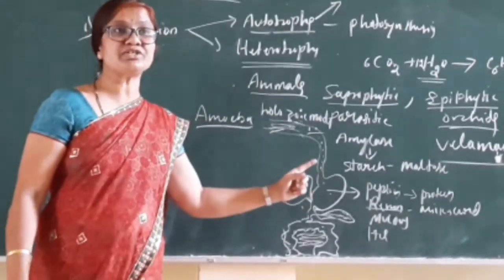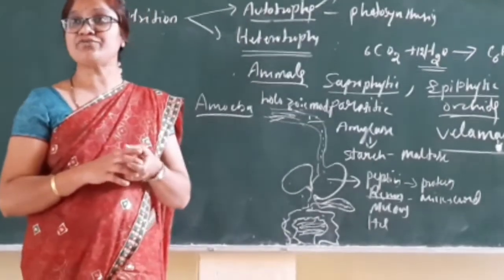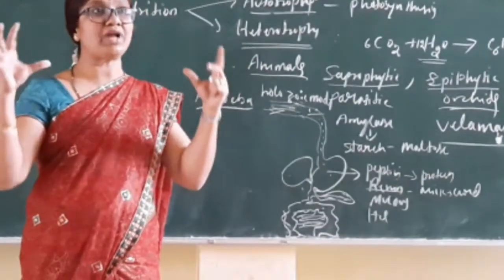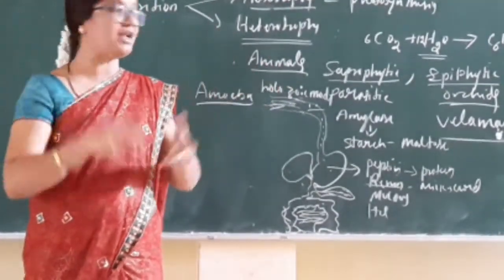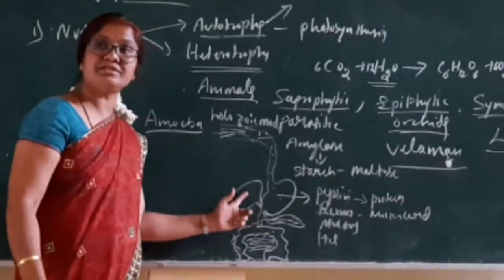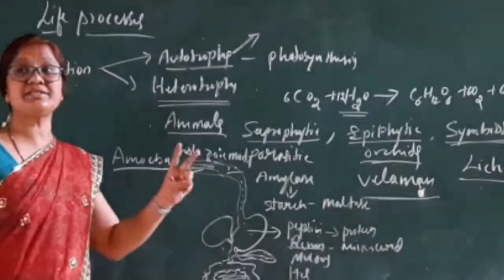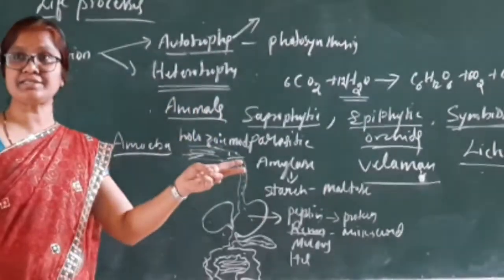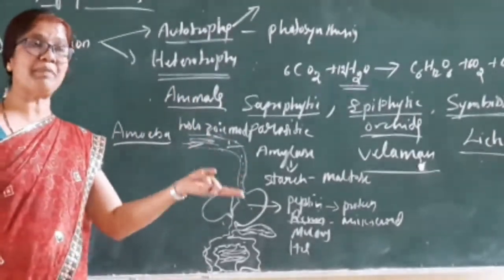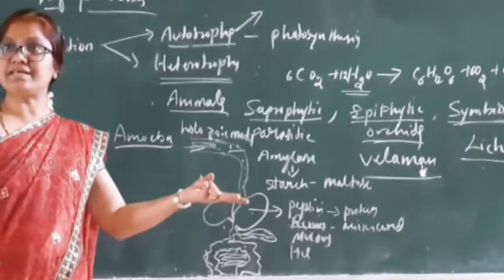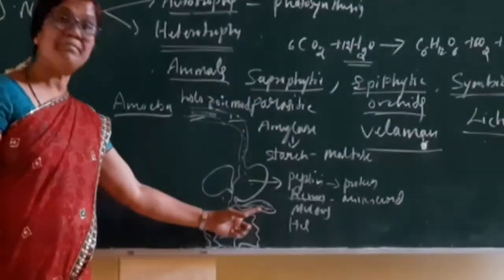What is emulsification of fat? It is the breaking down of large fat globules into smaller ones. And then the pancreas secretes trypsin, lipase, peptidase, polypeptidase. So many enzymes are secreted by the pancreas.